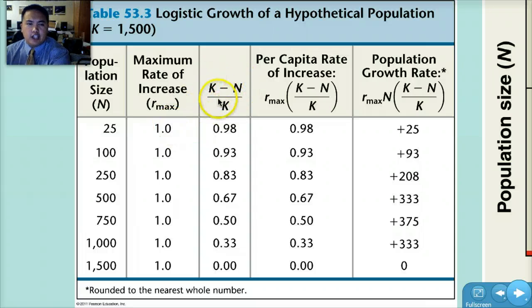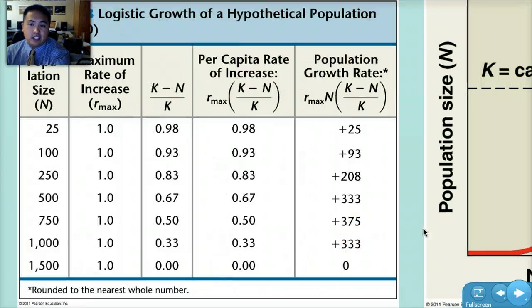Now, if I took this fraction, the carrying capacity minus the number of people over the carrying capacity, you see at the beginning how the numbers are still sort of close to it, like 0.98, 0.93, whatever. But as I get closer and closer to the carrying capacity of 1500, my number shrinks very fast. And you can see that in these two columns. My growth rates, you may notice, grow really fast. But as I go over 750, my growth rate now shrinks, it goes down, it decreases.